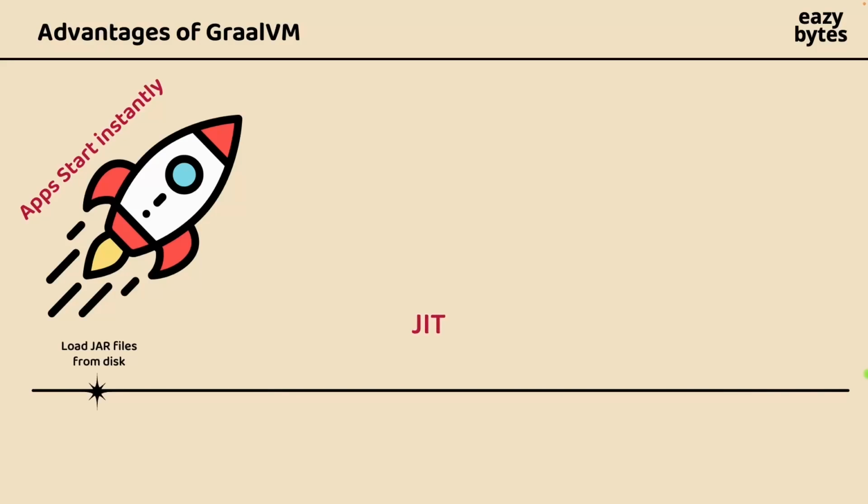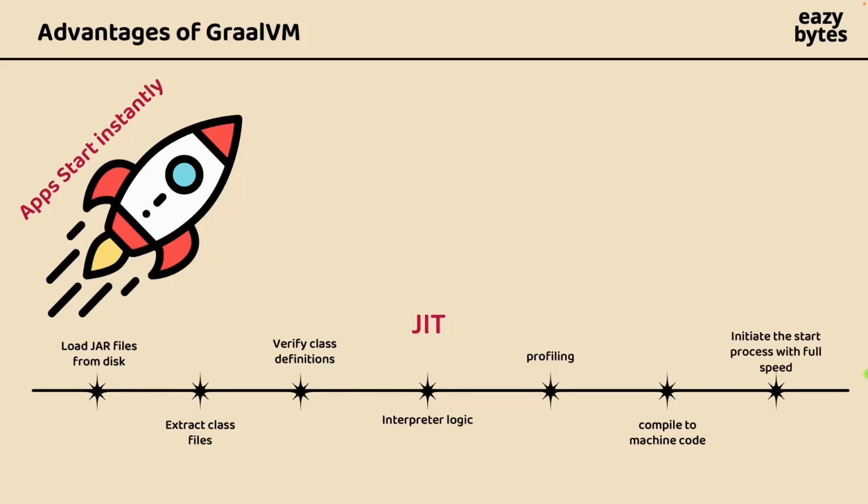These tasks, like first it has to load the jars from the disk. Post that, it has to extract the class files from the jar files. After this, it is going to verify all the class definitions, followed by running any interpretation logic to convert all your bytecode into machine code, followed by profiling by your JIT compiler for optimizations at runtime. After profiling, eventually the bytecode will be compiled into machine code. Once this compilation is completed, at last, your application is going to start at full speed.